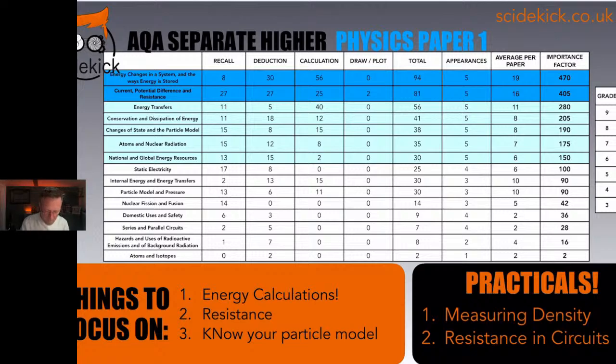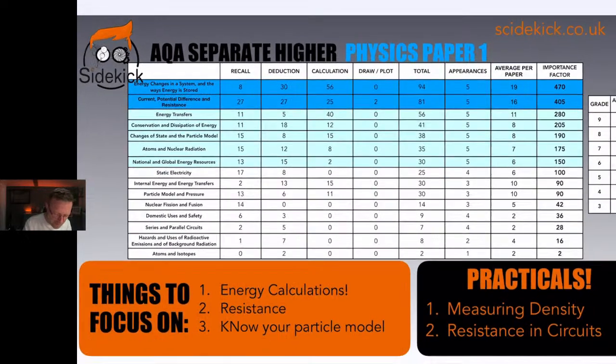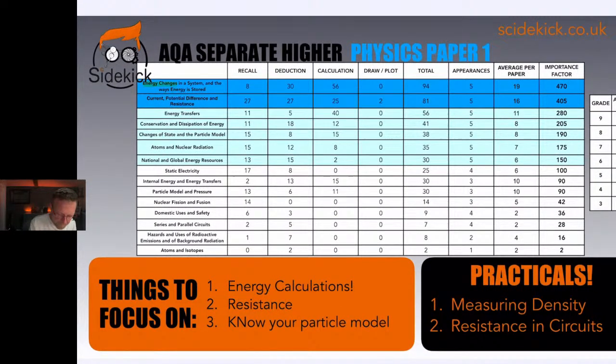So what are the top 3 things? Energy calculations, okay? So that is energy changes and energy transfers. Just look at these. The average number of marks is 30. So nearly a third of the paper is just on energy, and most of that is calculations. So know your energy changes, know your different types of energy, work on those questions, and work with those calculations and equations you need to use.